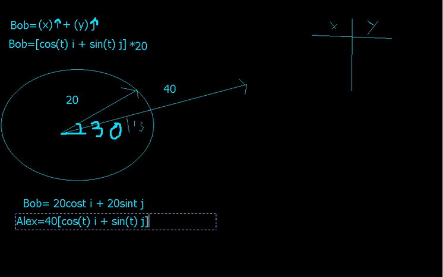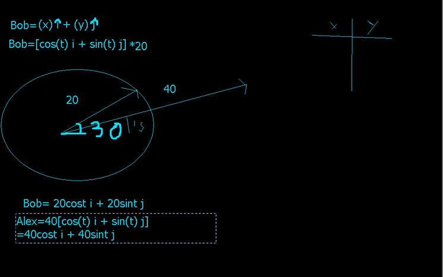So, where was I? Oh yeah. j, that's units in the y direction. So, you know how to multiply this out. It's equal to 40 cosine of t in units in the x direction, that's the i, plus 40 sine of t units in the j direction.